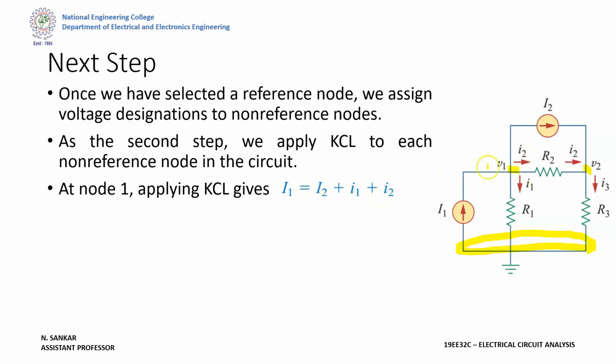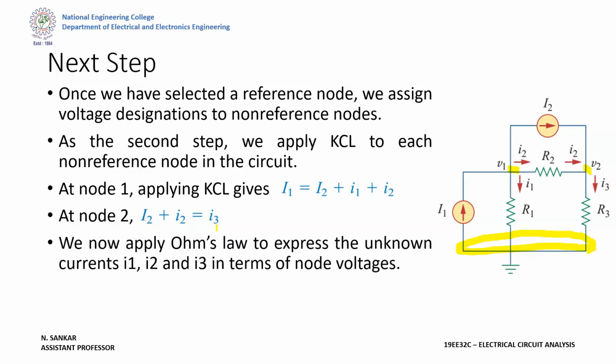If you apply it at node 2, here small I2 is entering the node and capital I2 is also entering the node, and I3 is leaving the node. So capital I2 plus small I2 is equal to I3. So we have applied Kirchhoff's current law to each node.